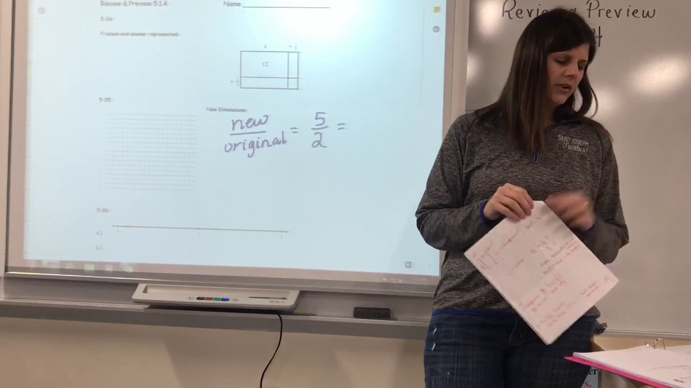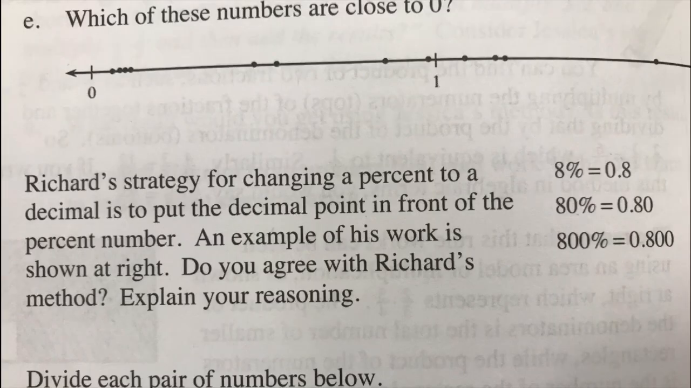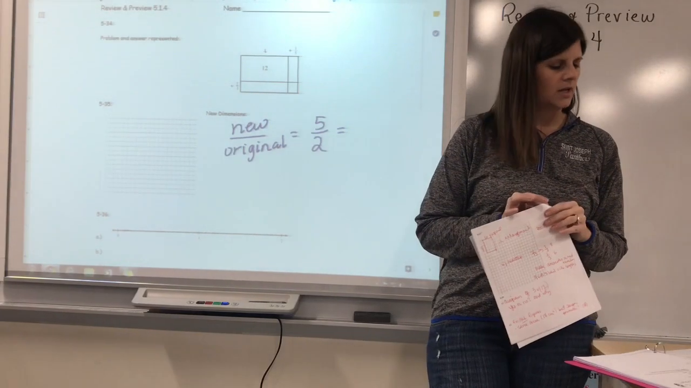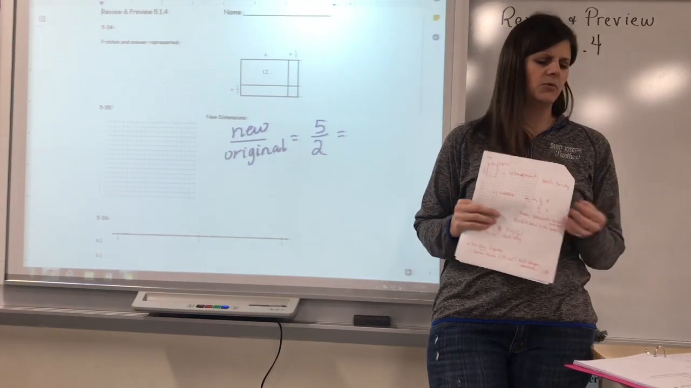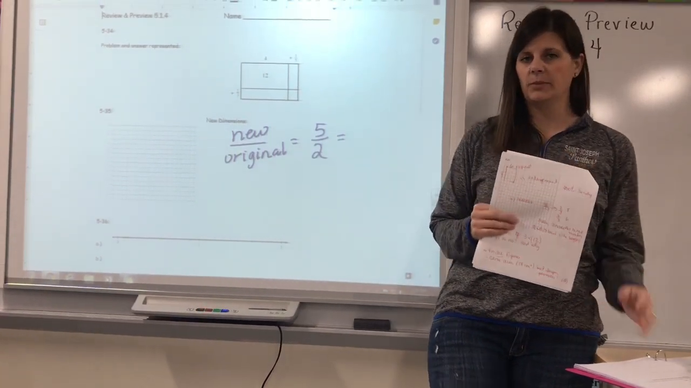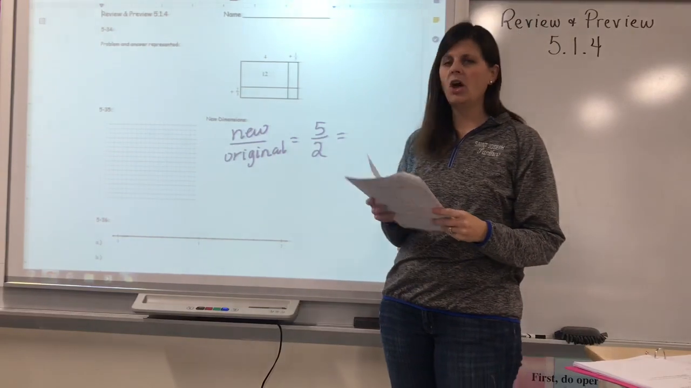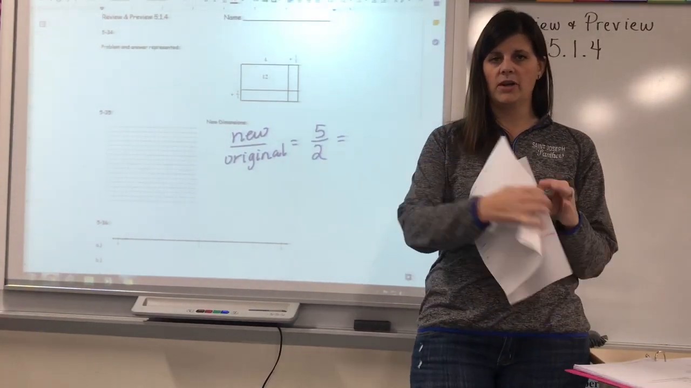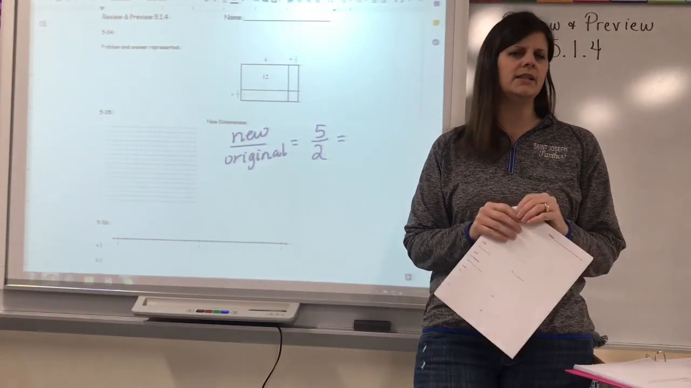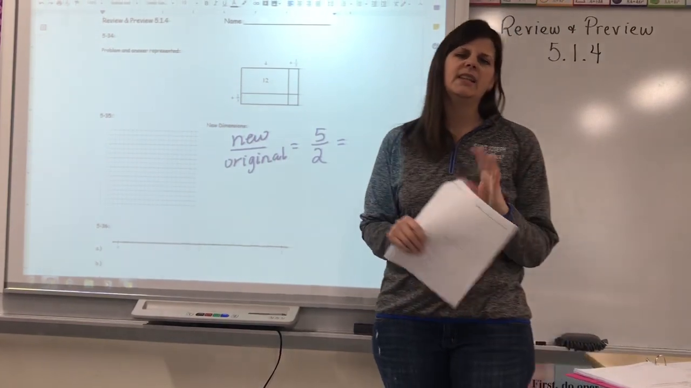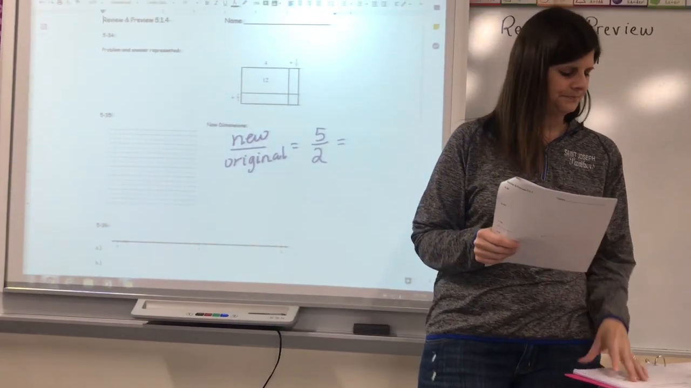For question 37, Richard is describing his strategy for, looks like, converting some decimals to percents or percents to decimals. And he shows some examples of what he's done and how he's thinking about this. Your job is to look at all of those examples that are shown and decide if you agree with his idea or do you disagree with his idea, and tell me why.